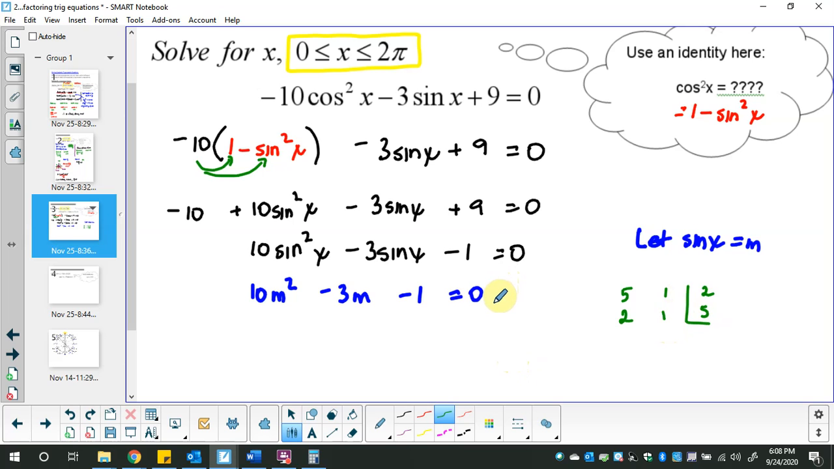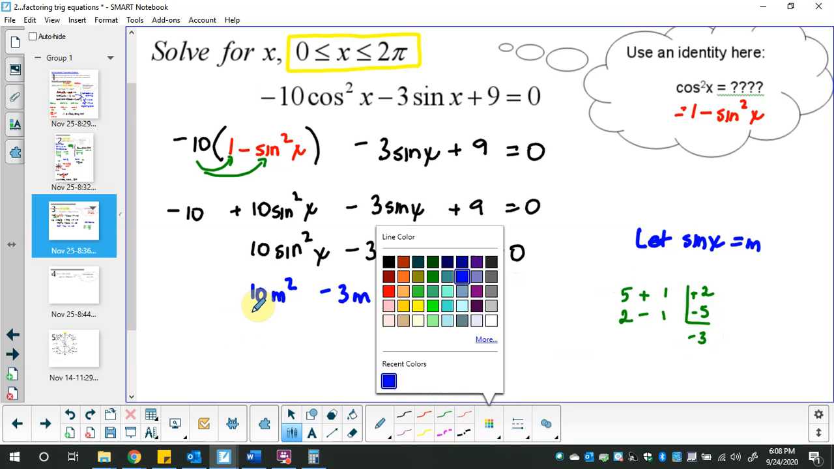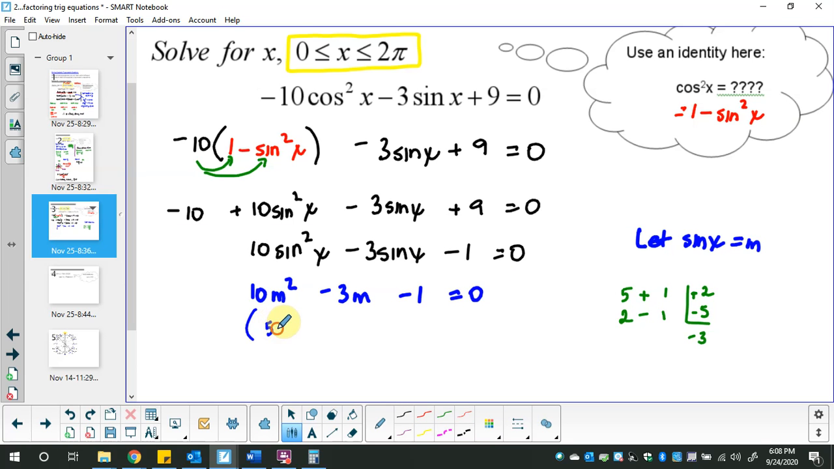I would have to use the quadratic formula. So these questions can and might get pretty nasty. Let's see what I have after we're done this one. So I need -5 plus 2 to make -3 in the center. So that's negative on the bottom, positive on the top. My two brackets look like (5m plus 1)(2m minus 1) equals 0.